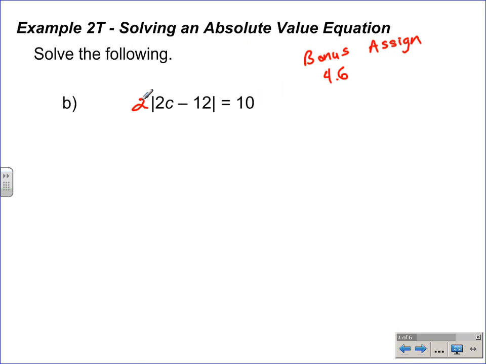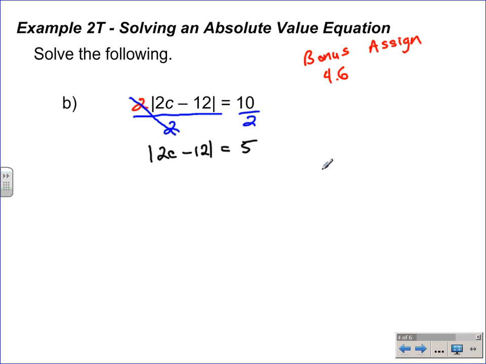We're changing the problem to 2 times the absolute value of 2 times c minus 12, close the absolute value, is equal to 10. To solve this problem, what we need to first do is divide each side by 2. To solve for the absolute value, as we saw in example 1t, we have to get the absolute value by itself. Even though there's stuff inside the absolute value, we need to get the absolute value by itself. We'll divide each side by 2 to give us the absolute value of 2c minus 12 is equal to 5.